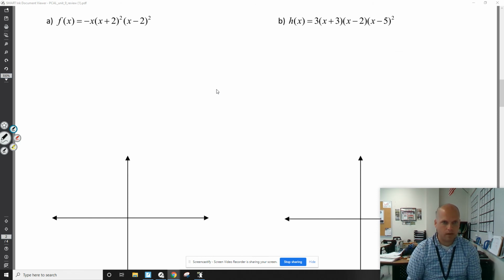We're doing the same thing here. It's nice that it's already in factored form, so we can easily identify the zeros, the roots. X equals 0, multiplicity of 1. X equals -2, multiplicity of 2. X equals +2, multiplicity of 2. Passing through, bouncing.